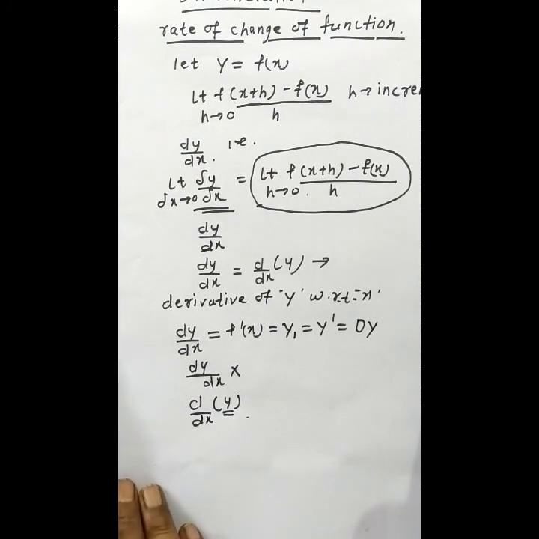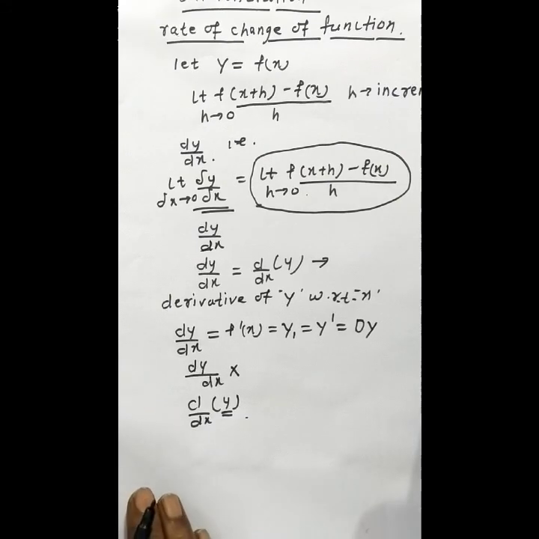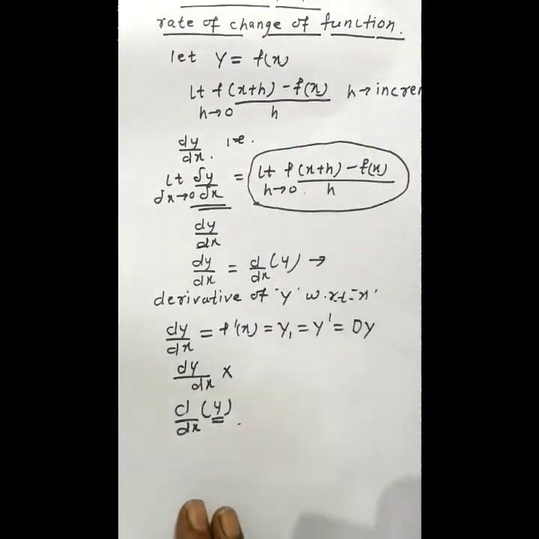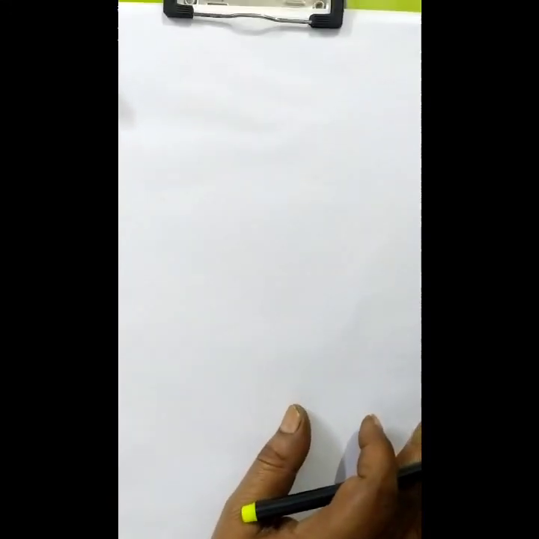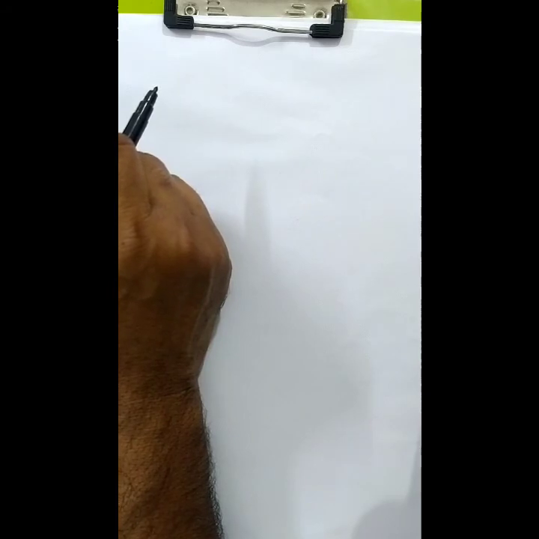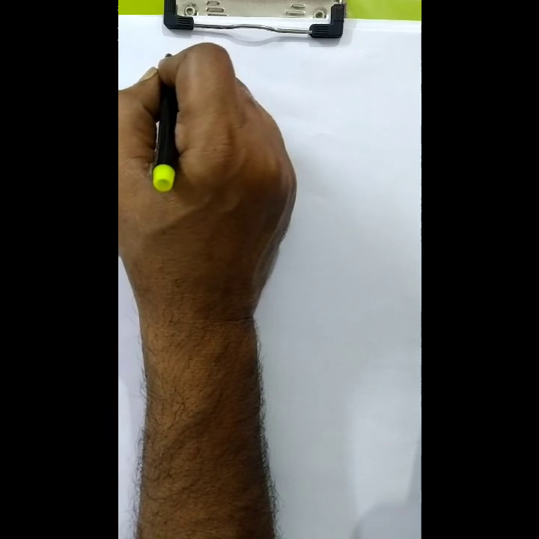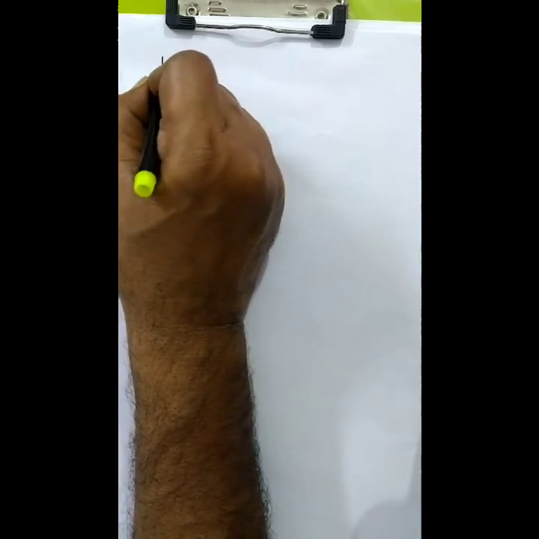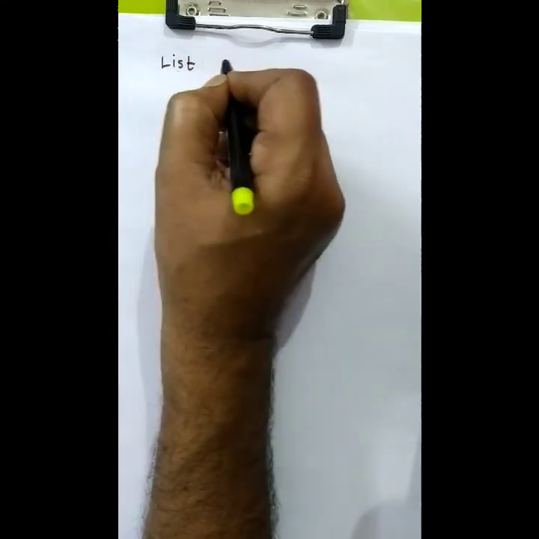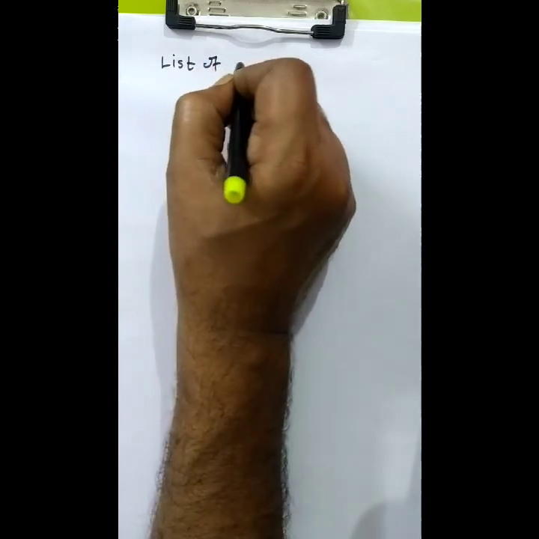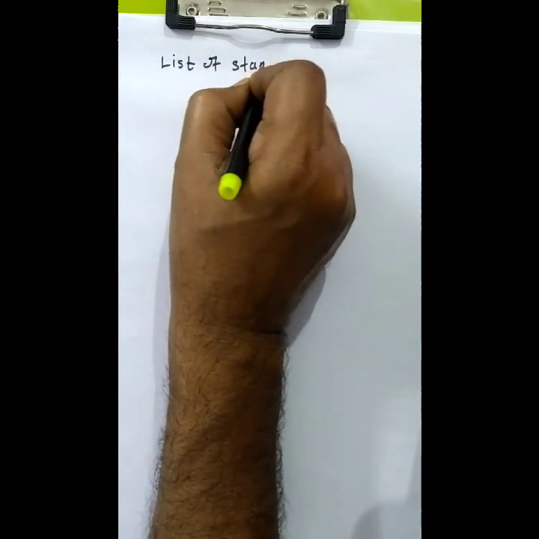Now we'll come to the different standard forms which you have already learnt last year. Along with them, we'll be adding some more standard forms this year, which you have learnt in the last chapter, inverse trigonometric functions. So we'll be adding some more standard forms of inverse trigonometric functions. So I will write here the list of standard derivatives.